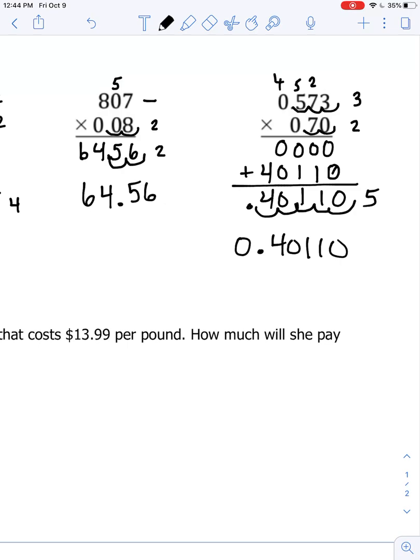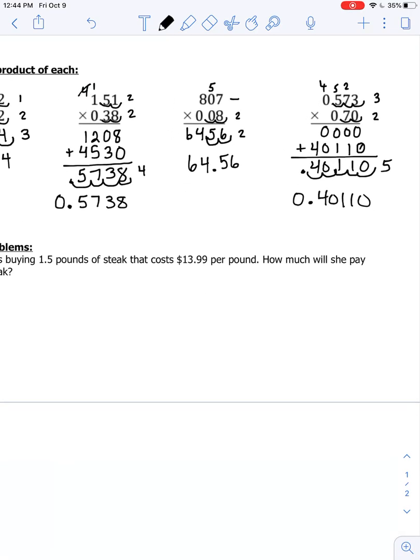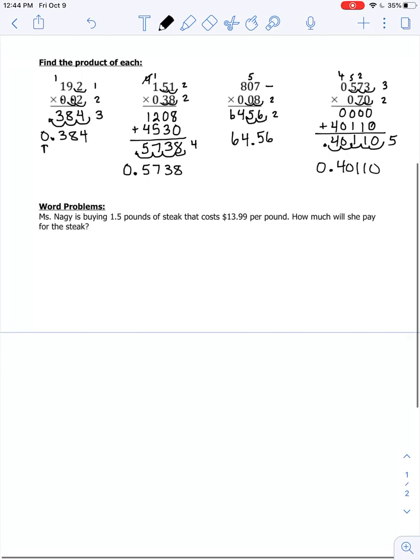All right, let's move on to our next question. Miss Nagy is buying 1.5 pounds of steak, or 1 5/10 pounds of steak, that costs $13.99 per pound. How much will she pay for the steak? All right, so this is a multiplication problem. If I were buying 1 pound, it would cost me $13.99. If I were buying 2 pounds, I would double that amount, multiply it by 2. But I am buying 1.5 pounds.